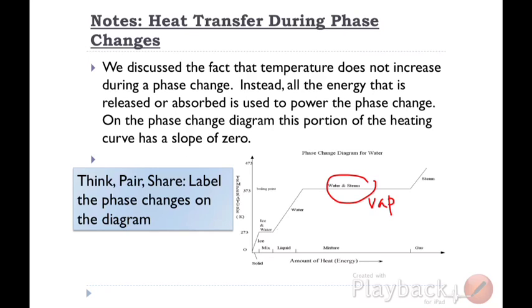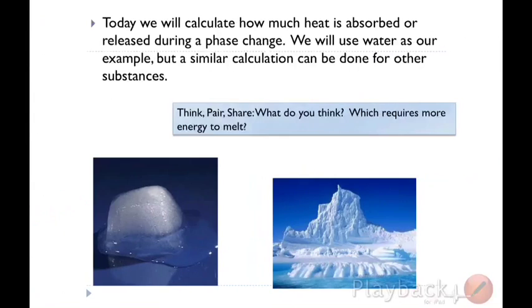This would be vaporization, if we're thinking about moving from left to right on this chart. And down here is fusion or melting. So today we're going to calculate how much heat is absorbed or released during a phase change. We're going to use water as our example, but a similar calculation can be done for other substances.